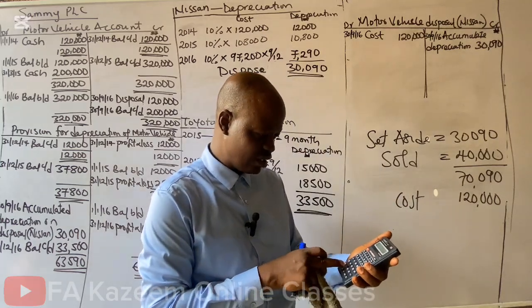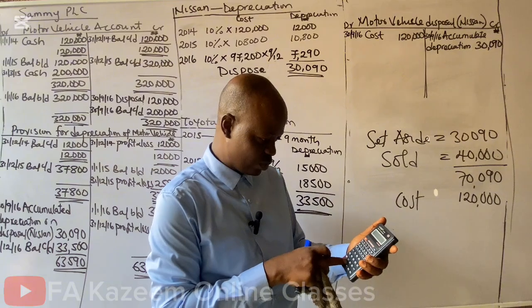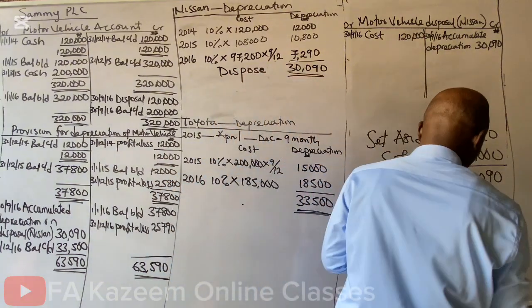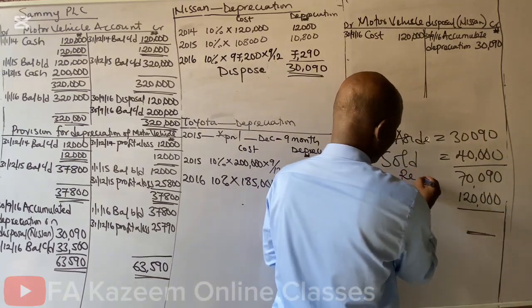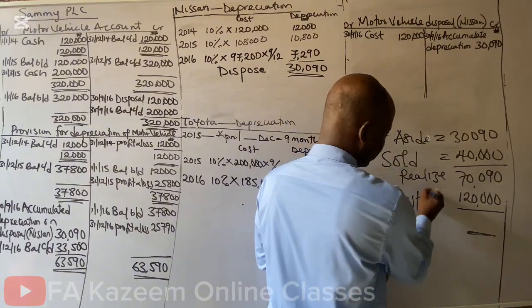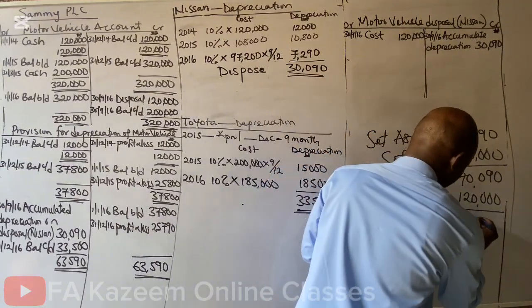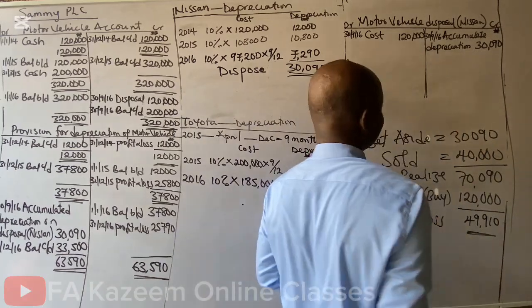Let's find the difference. 120,000 minus 70,090. That's a loss of 49,910. This is the total you realize, and it cost you to buy three years ago. It means you lost 49,910. Let's show it in the ledger.